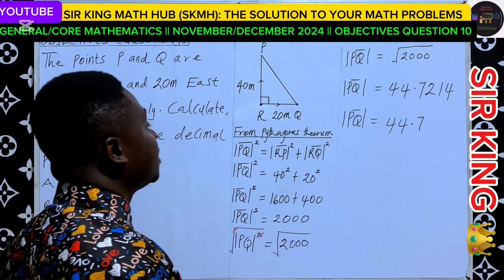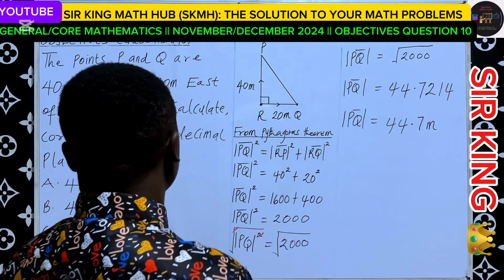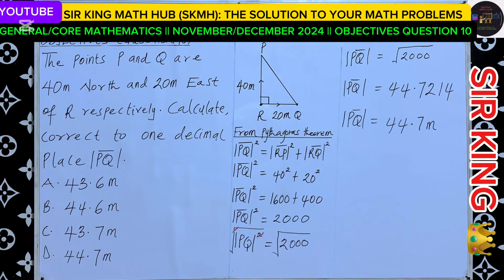And what was the unit? The unit of the distance was given in meters. So can we select the right answer? Yes, the right answer is option D.